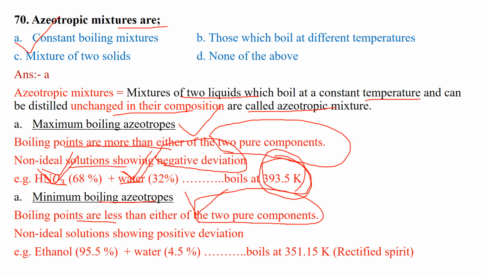Example, ethanol and water, right? Ethanol 95.5% and water 4.5%. It is also known as rectified spirit. So it is also an important example of azeotropic mixtures. The boiling point of ethanol is around 78 and water is around 100. However, the boiling point of the mixture is less than either of the two components. So this is all about azeotropic mixtures. This one is important, rectified spirit.